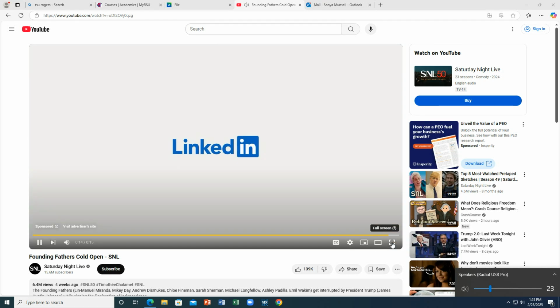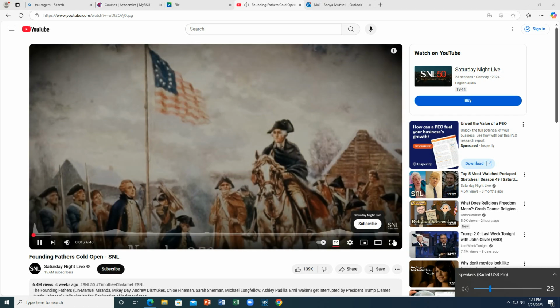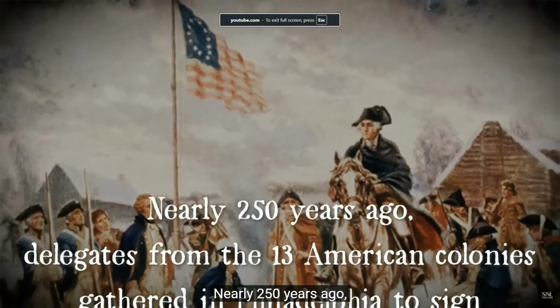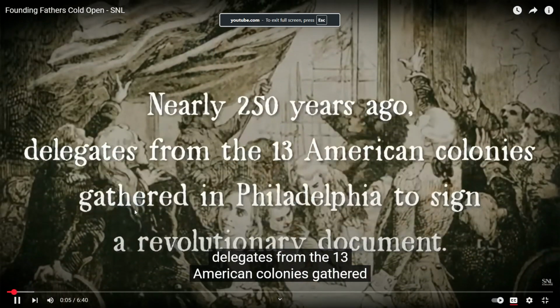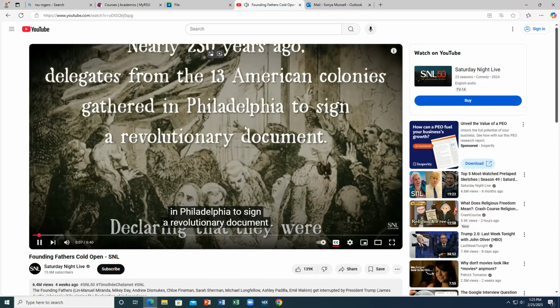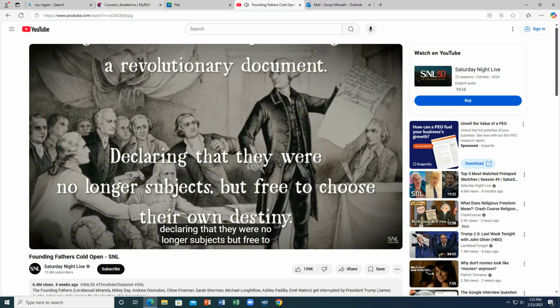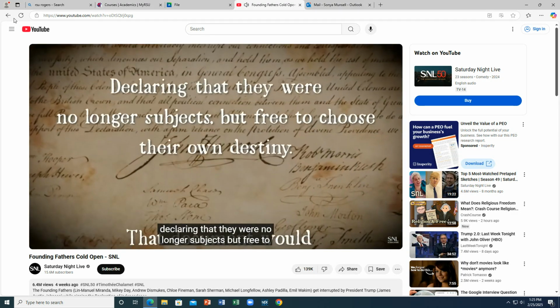Clever. Gestalt psychology. No, just joking. Nearly 250 years ago, delegates from the 13 American colonies gathered in Philadelphia to sign a revolutionary Nope. document declaring that they were no longer Oh my goodness, you subjects, guys, what but is going on?